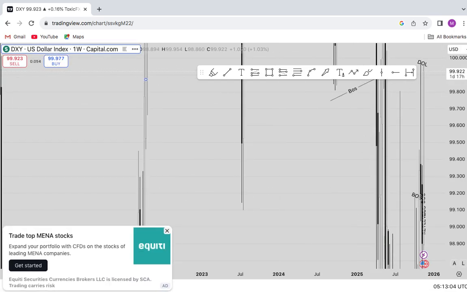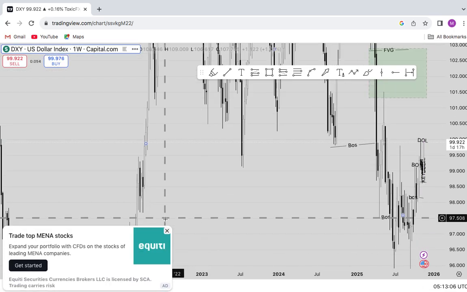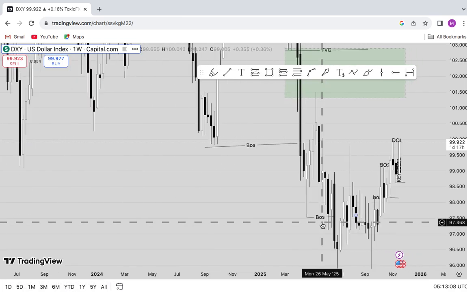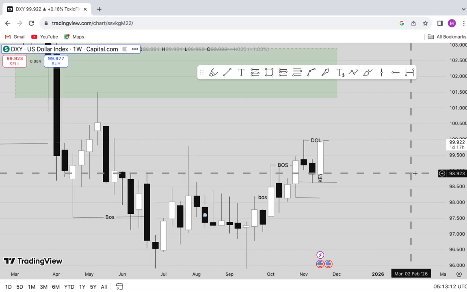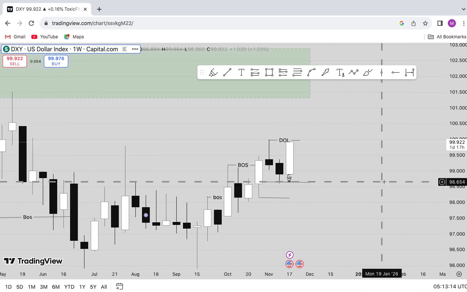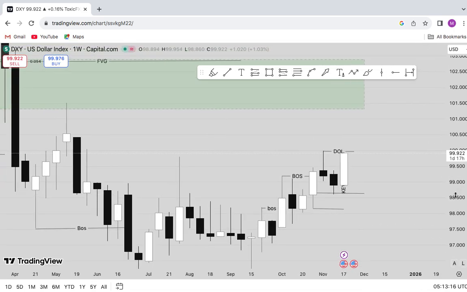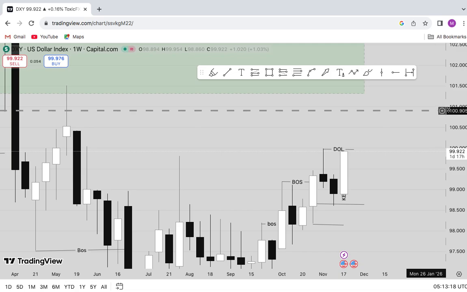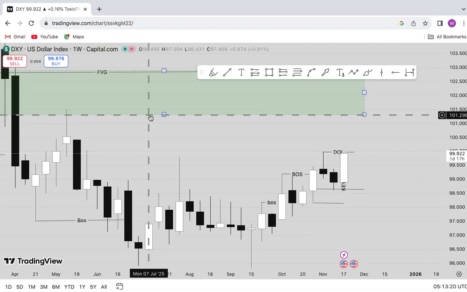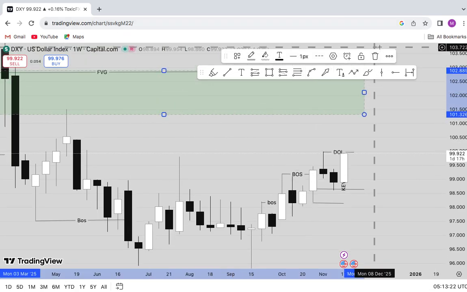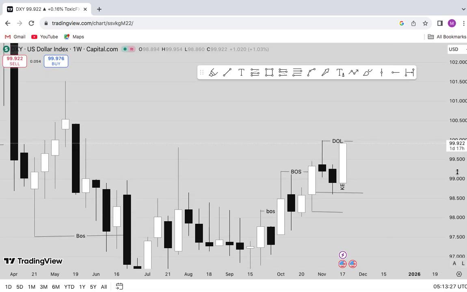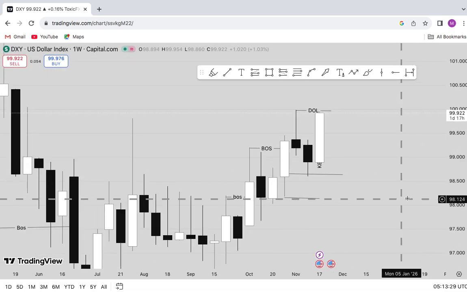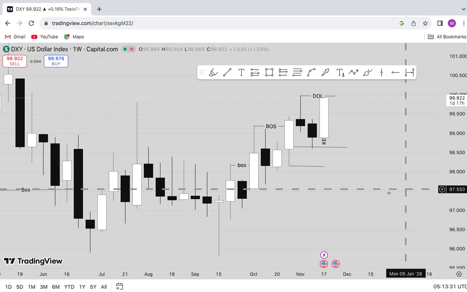So as you all can see, this is DXY. We are looking at the weekly time frame. Up here we have a monthly fair value gap, and that's why you see I have that green box. But now we want to focus on what is happening on the weekly time frame. So this is where I'm interested in.